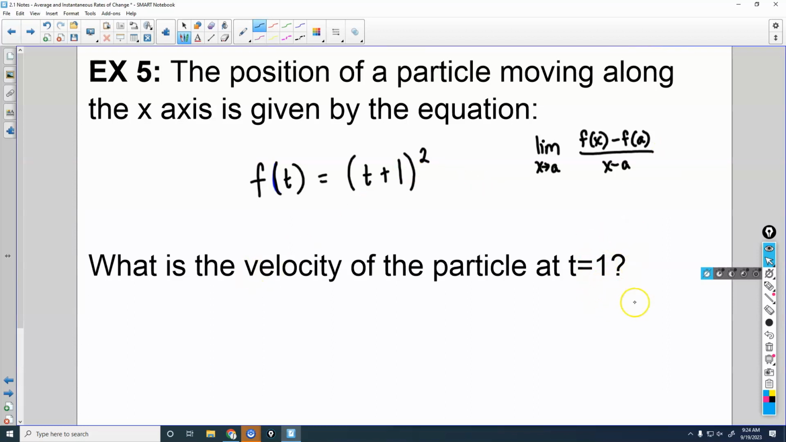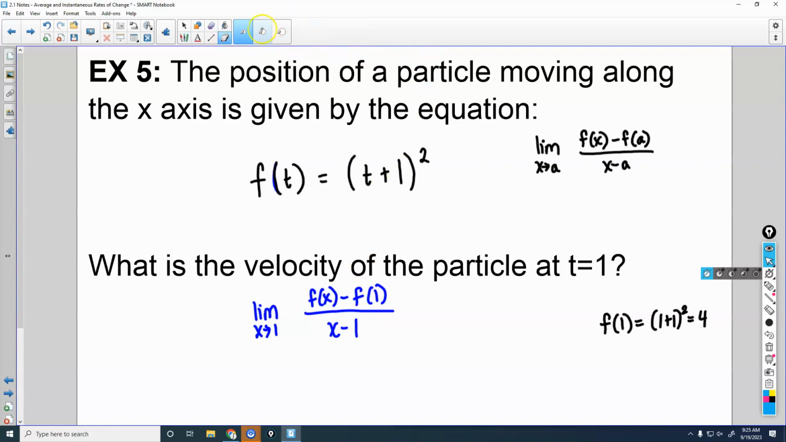So if you were doing f of a, were you plugging it in? Yeah. So f of 1 is going to be 4 because you'll have 1 plus 1 squared equals 4. So we do need that. We're going to hold on to that. So we are doing here the limit as x approaches 1 of f of x minus f of 1 all over, you're right, t's. Gosh.